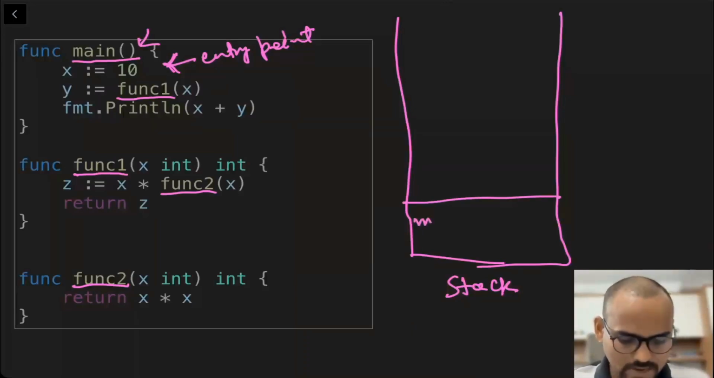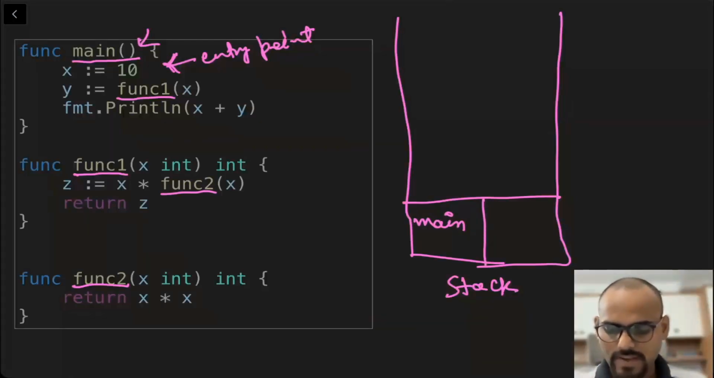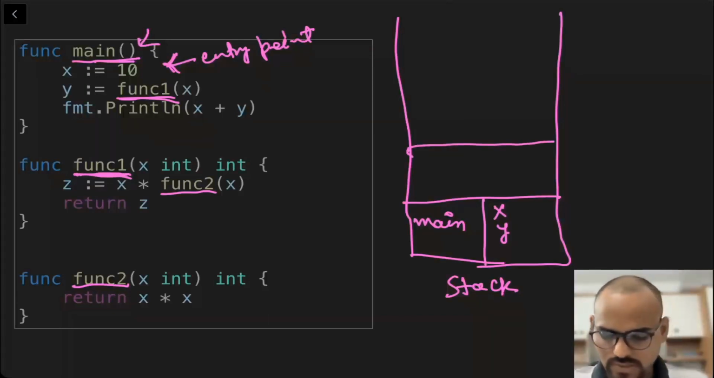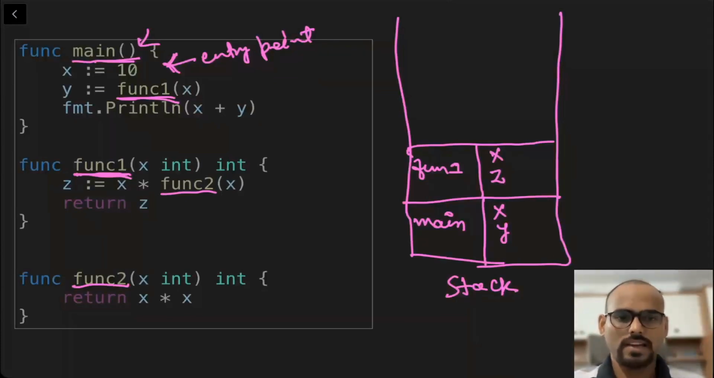So let me mention main here. Whatever the function parameters, return values, and local variables there are will be created on this stack. Here it is a local variable x, so this will be created on this stack frame, and then we have y. Now this main function is calling function 1. Again, one more stack frame corresponding to function 1 will be created on this stack. Here again we have a function parameter called x, and then one more variable z. These two will again be allocated on the stack itself.